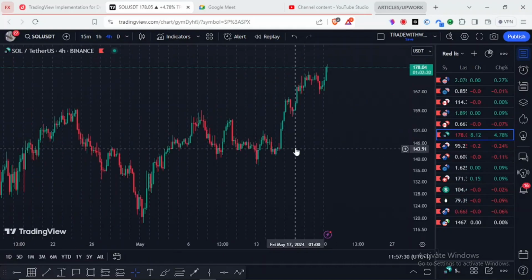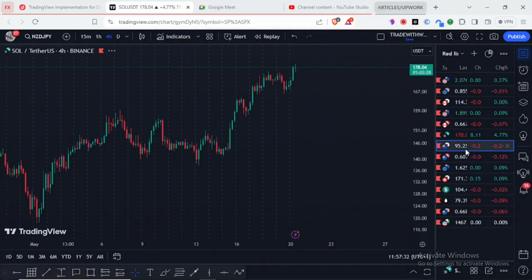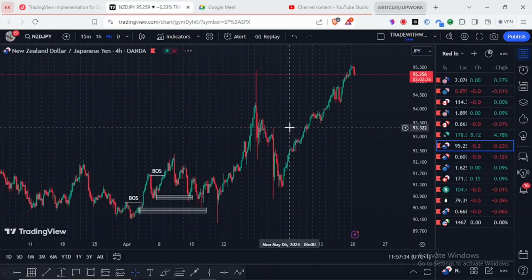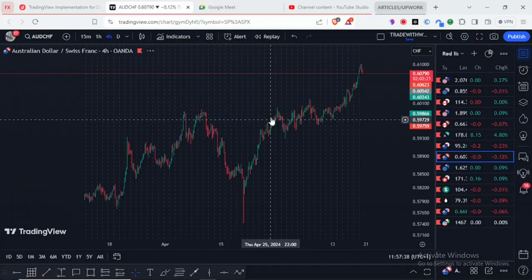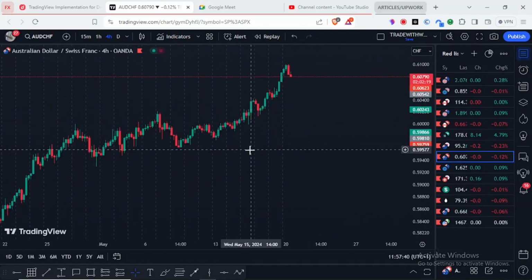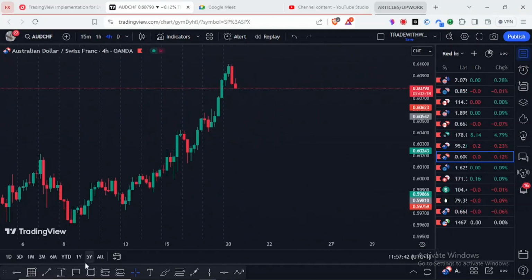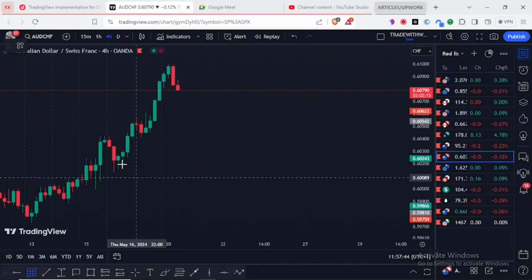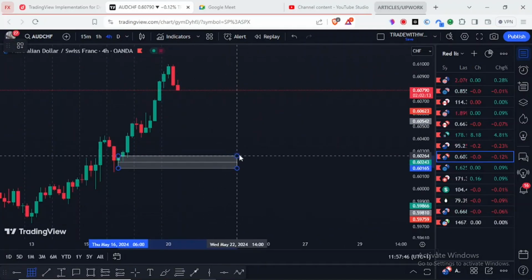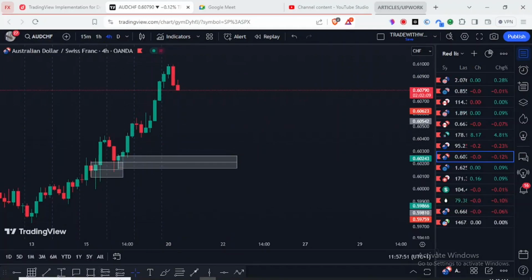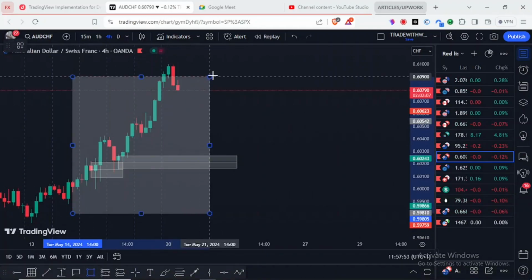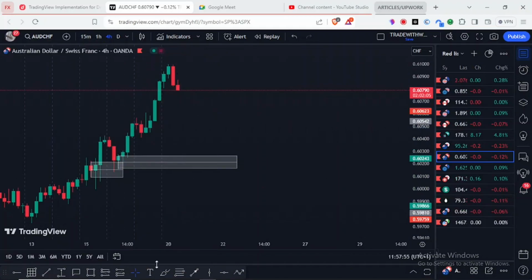So we have Solana. This is crypto. Let's move to the next one. NZD-JPY. I don't do JPY pairs, I explained earlier. AUD-CHF. CHF is a very weak currency against AUD. So I'll just drop this demand zone here, and this is a demand zone that has been playing out. I'll take this as order flow, and I'll take this as a high probability demand zone.